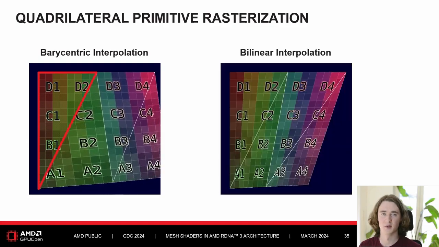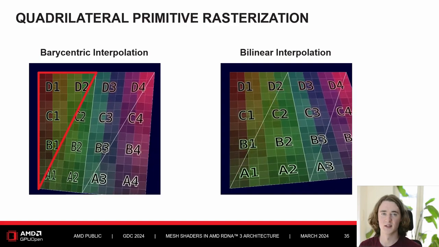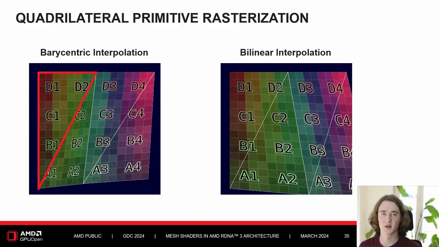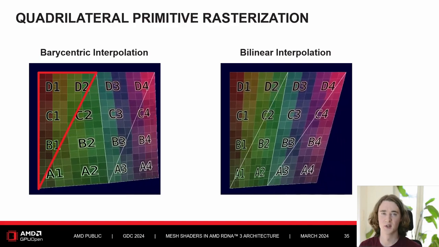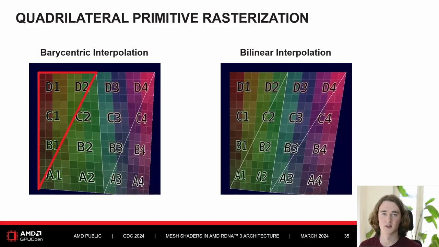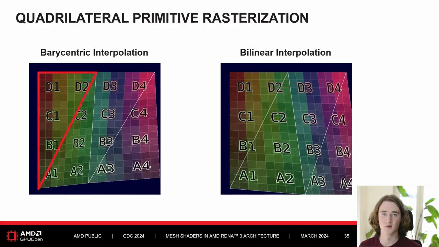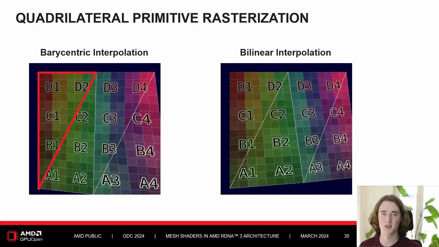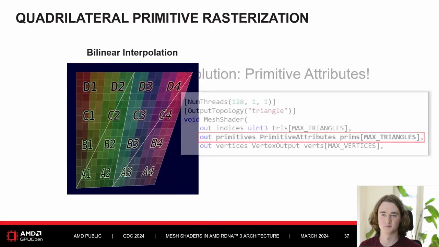The correct way to interpolate here is to use bilinear interpolation. This means we are taking into account all 4 corners of the original quad to evaluate the attributes. But the question here is, how do we actually get that 4th corner into the pixel shader for interpolation? And mesh shaders can actually help us here.